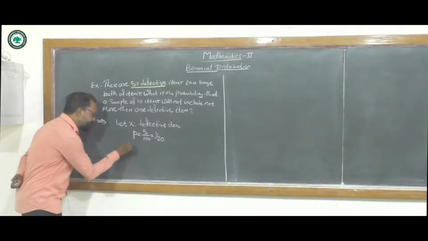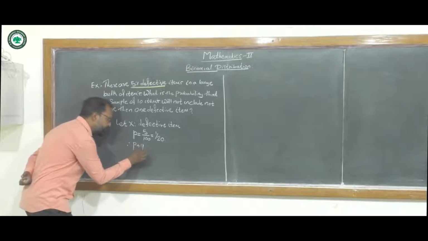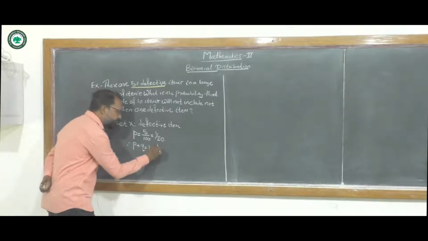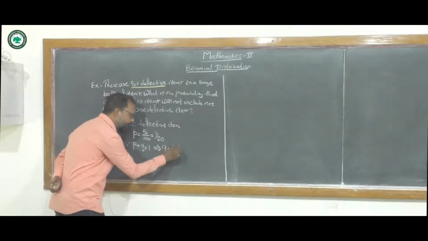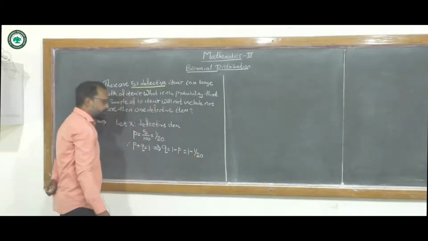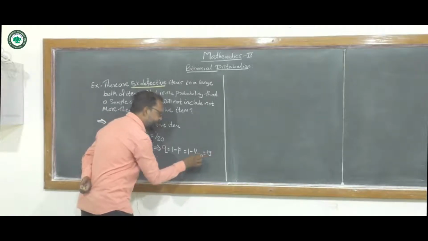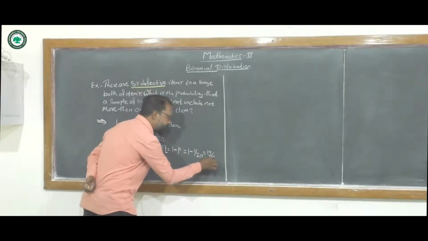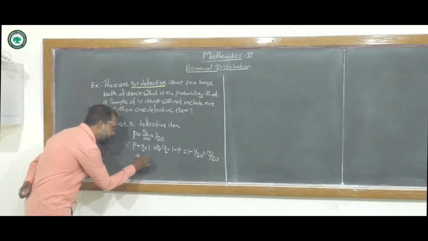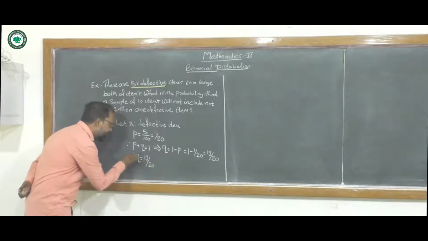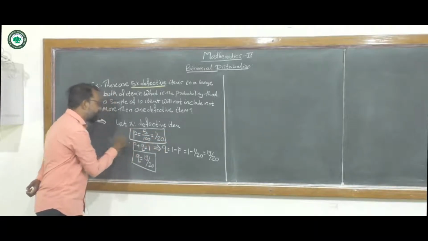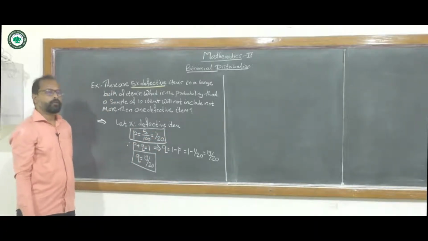Now we also know that P plus Q is 1, where Q is the probability of failure, which gives Q equals 1 minus P, that is 1 minus 1/20. If you take the cross multiplication, it gives 19 upon 20. So the probability of failure Q is 19 upon 20. The probability of success P is 1 upon 20.